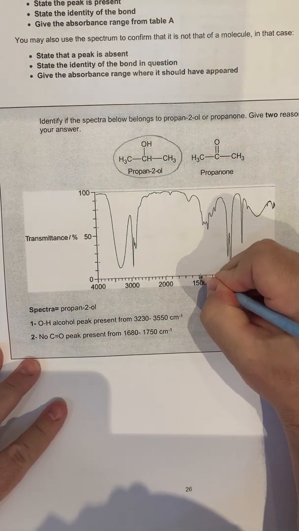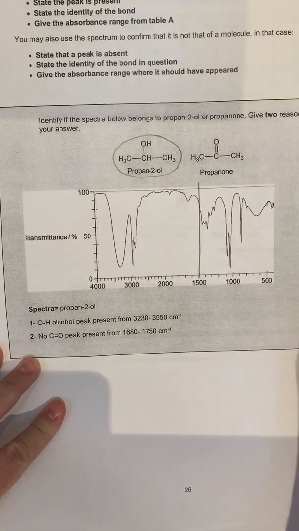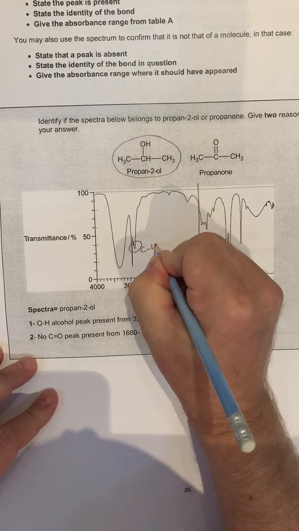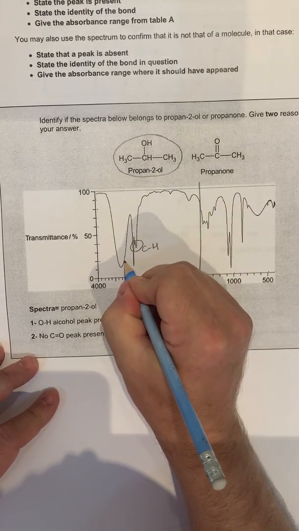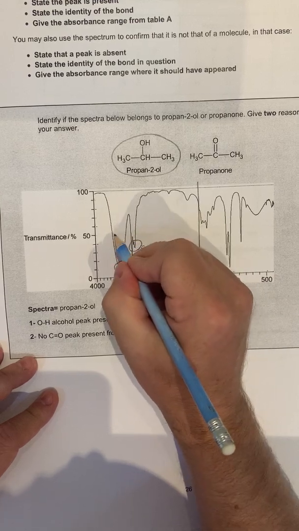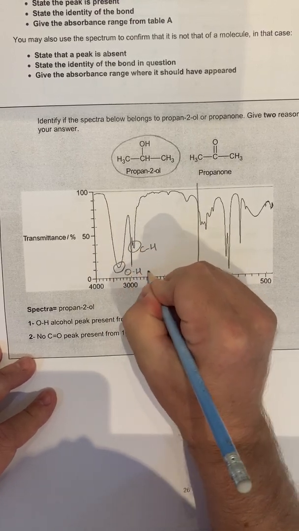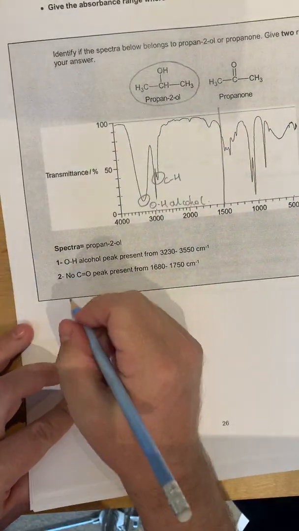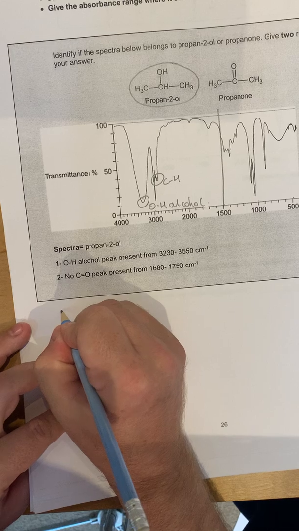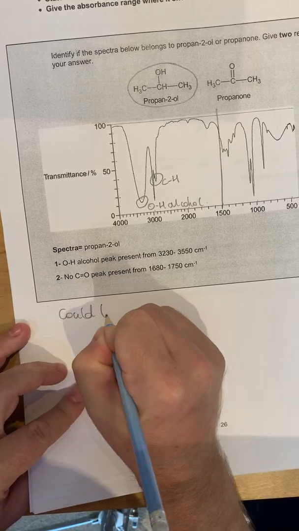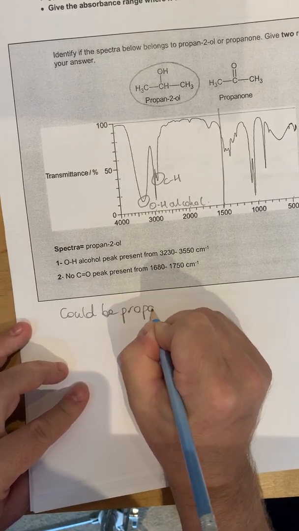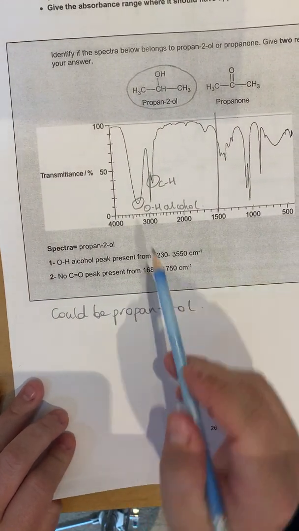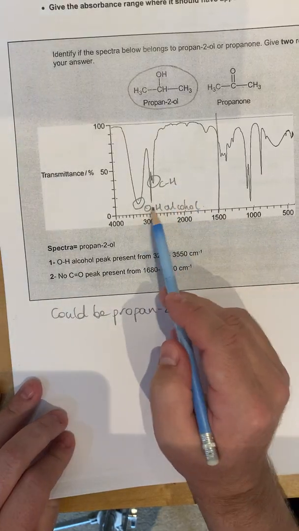So what you do is you get rid of anything to the right of 1500. We can see our peaks. We've got that one there at 3000. That's our C to H, and we can see that we've got that one there, the broad but smooth, which means that it's an O to H, and you must follow it up with an alcohol. So to state why, this could be propan-2-ol. Now the C to H isn't really important in that, it's this one.